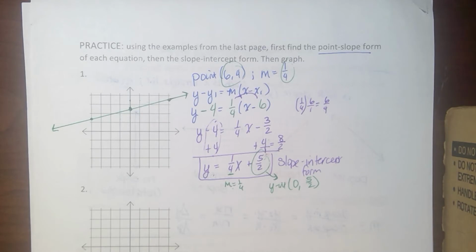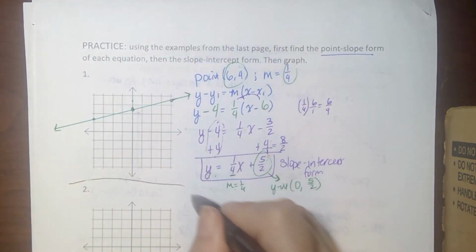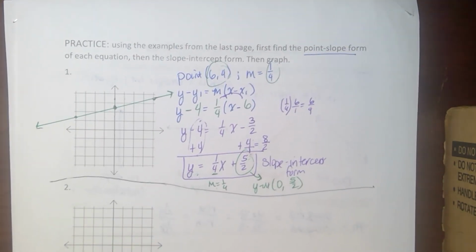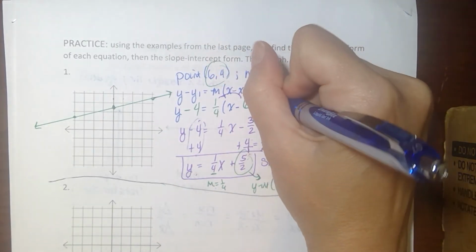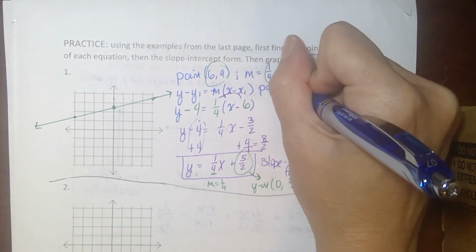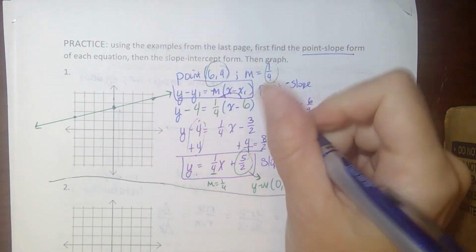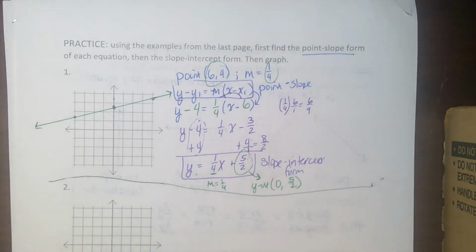All right, let's go ahead and do number 2 together. And then I'm going to let you do number 3 on your own, and I will give you the result to check. So just like this last one, we're starting with our point slope form and working toward our slope intercept form. This is my point slope form that I started with here. Okay, right there. And then I ended up in my slope intercept form.